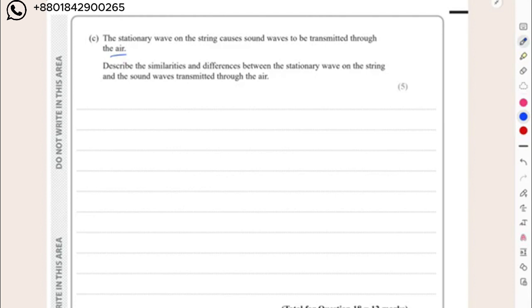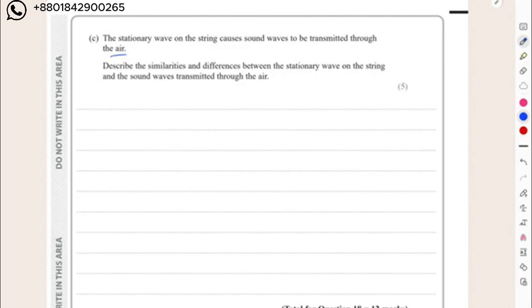For similarities, both the waves, the stationary wave and the longitudinal wave in air, have the same frequency. Obviously, they will both have the same speed over here, and the same wavelength. So other physical properties are quite similar, other than them being different forms of wave. Stationary is transverse and sound is longitudinal.